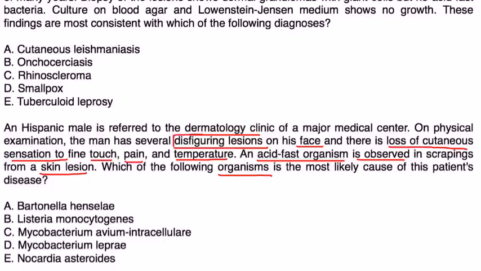Okay, well, the disfiguring lesions are very characteristic terminology, and he's definitely got involvement of the peripheral nerves because he's lost feelings of pain and temperature, very characteristic of leprosy. And then to top it all off, the acid-fast organism, which is Mycobacterium leprae, is observed when they did the skin lesion. So that all points to the organism being Mycobacterium leprae.